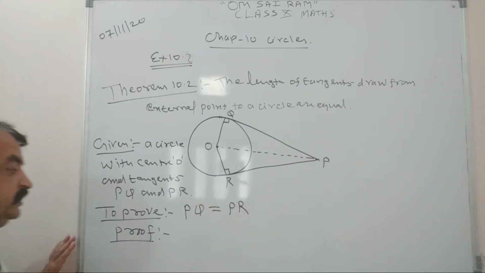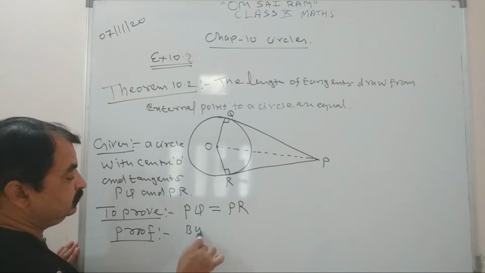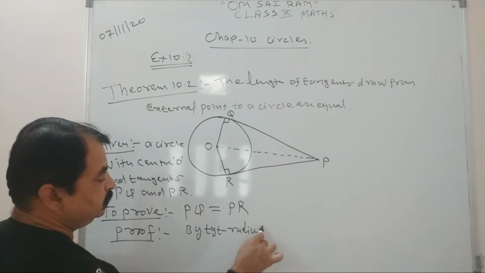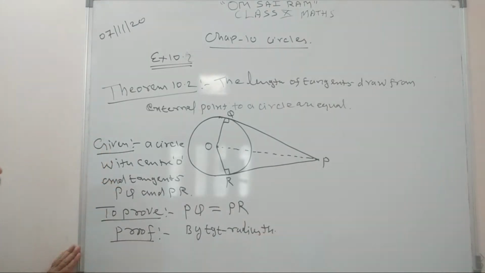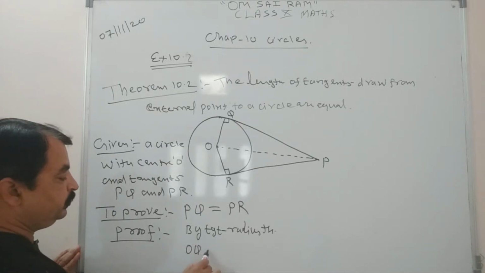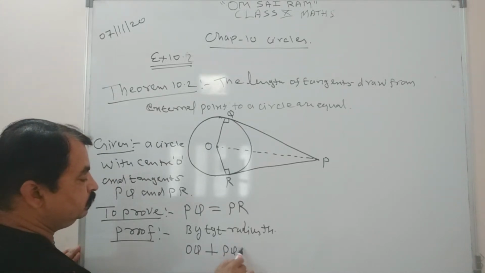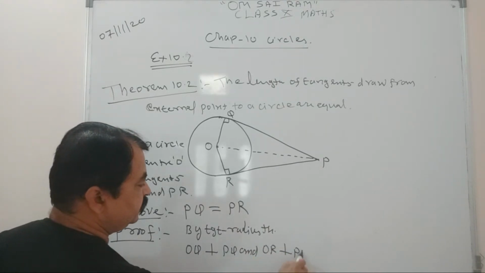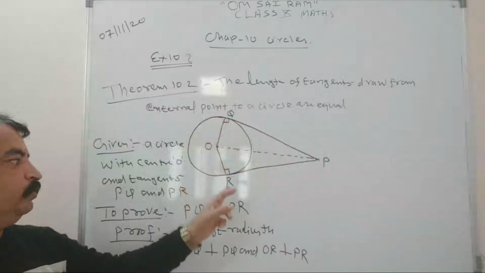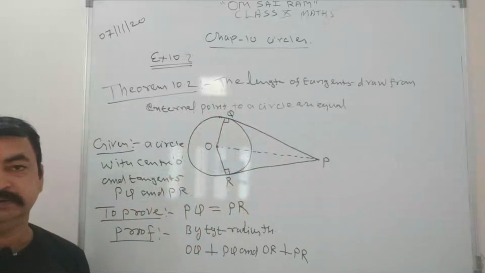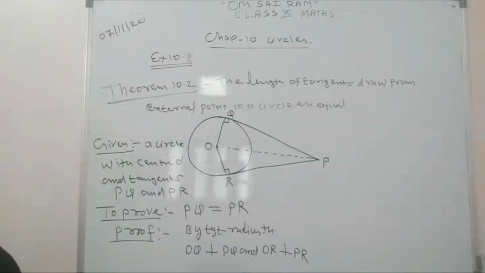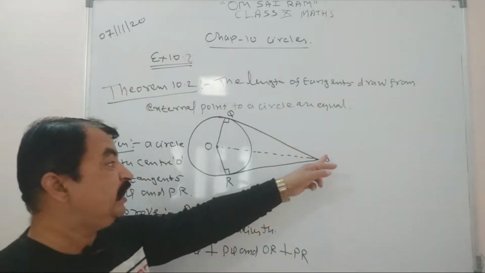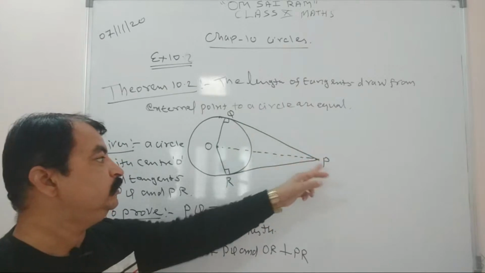See, first we write the reason: by the tangent radius theorem, in short we can write TRT, OQ is perpendicular to PQ and OR is perpendicular to PR. This is the reason by the tangent radius theorem. Okay children, now see what you have to prove. We have to prove PQ is equal to PR.